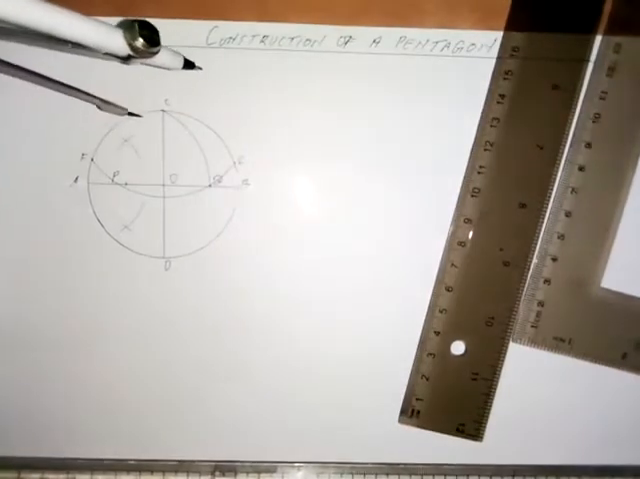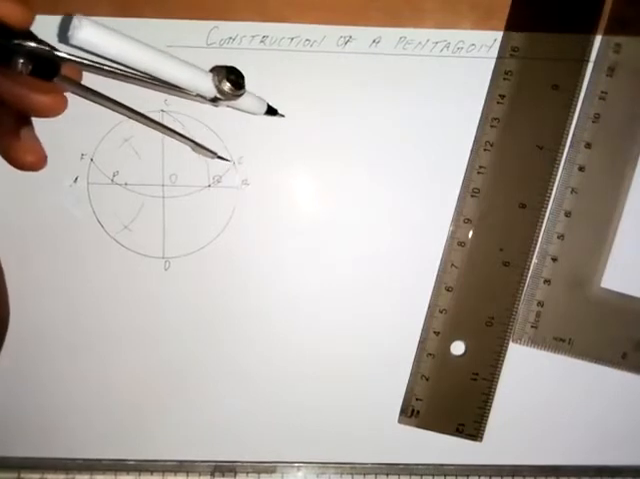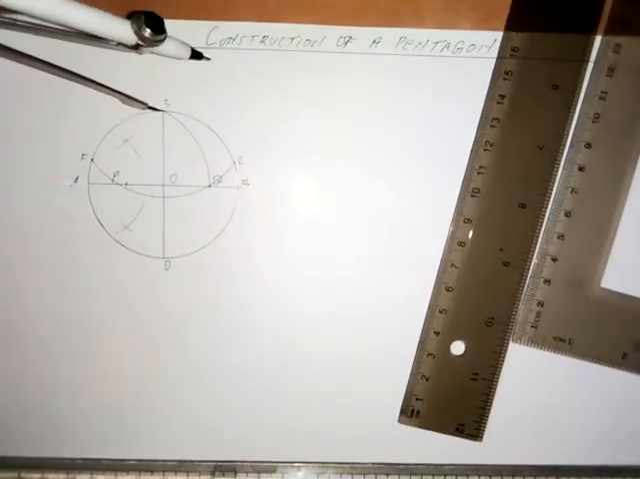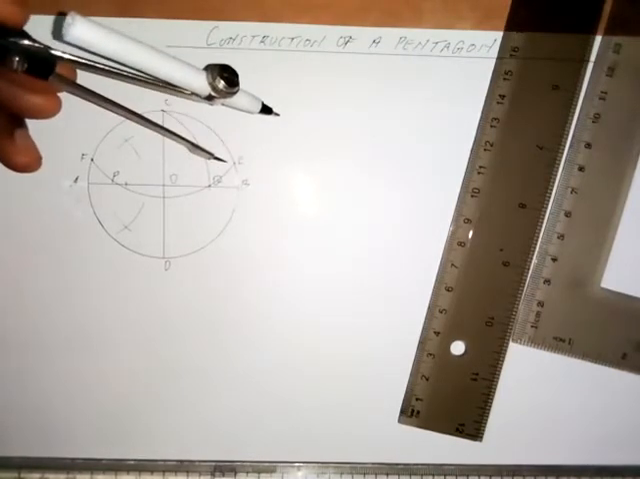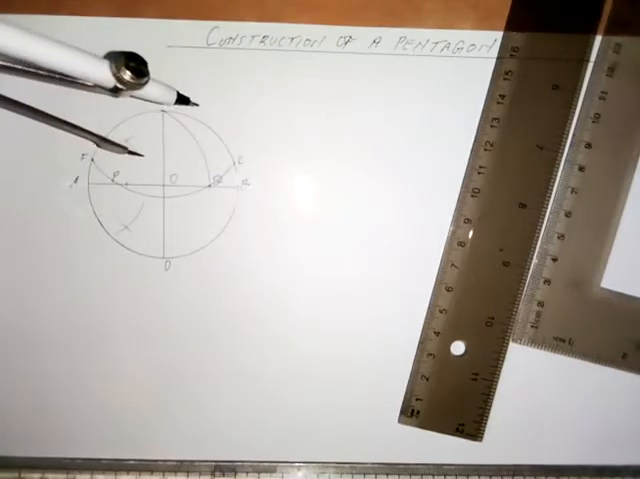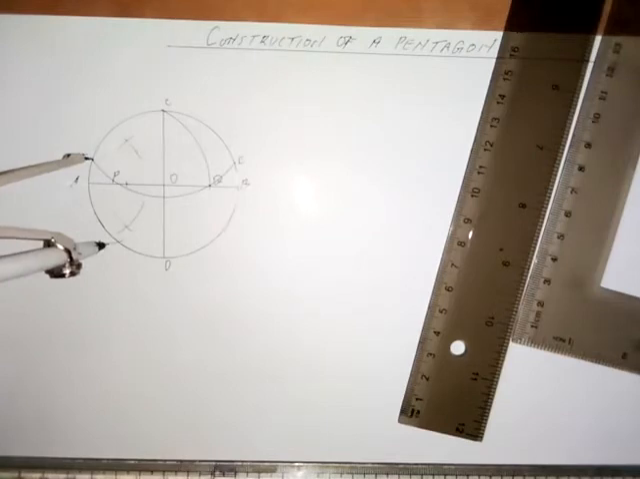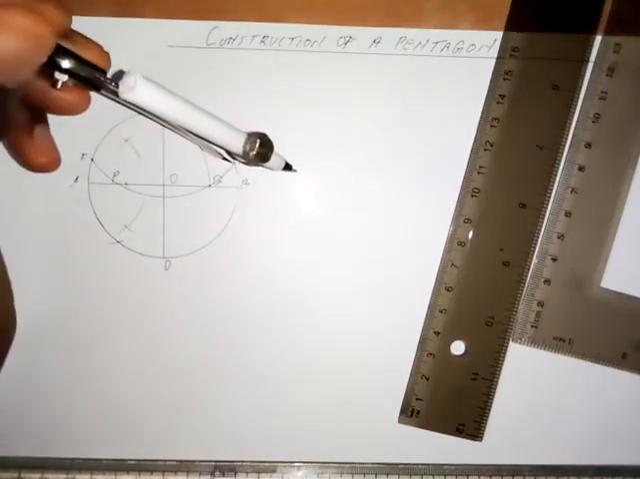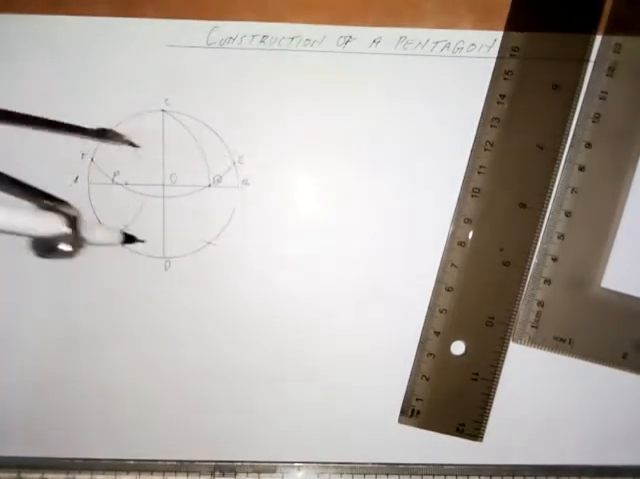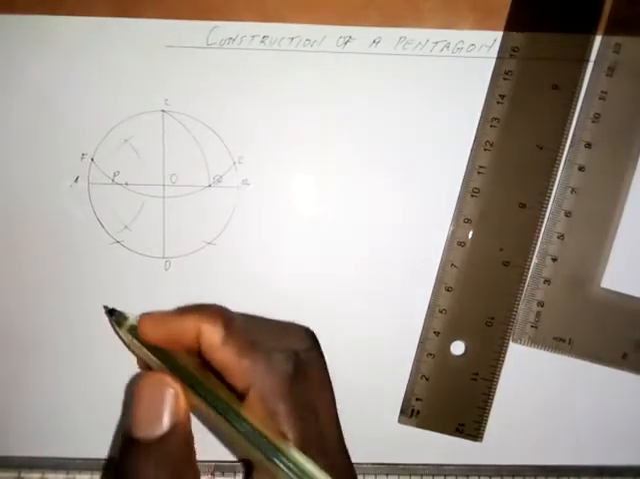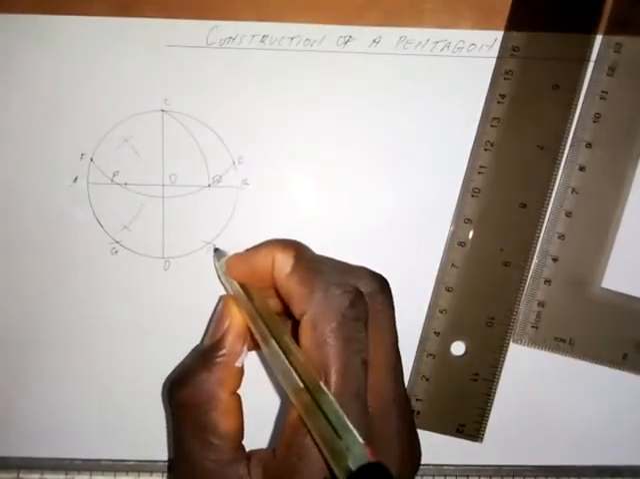With the same radius that you used to locate points E and F, with your compass at point C extended to point Q, bring it to point F and make an arc on the circle, and take that same radius to point E and make an arc on the circle. This point is point G, and this point is point H.